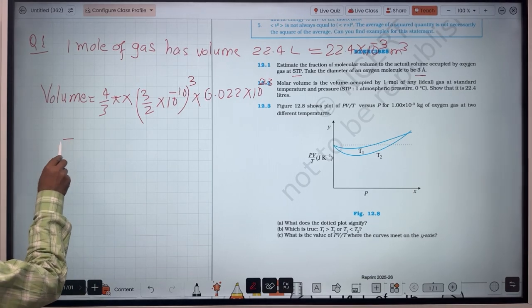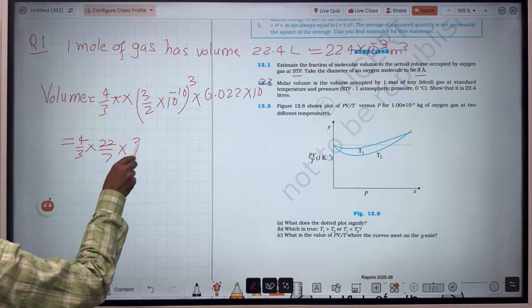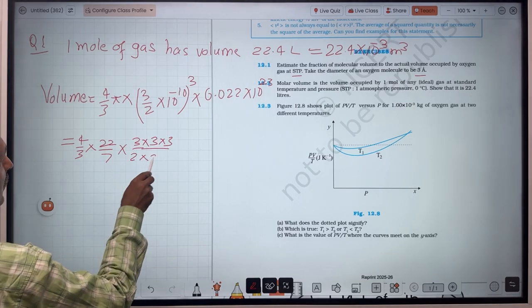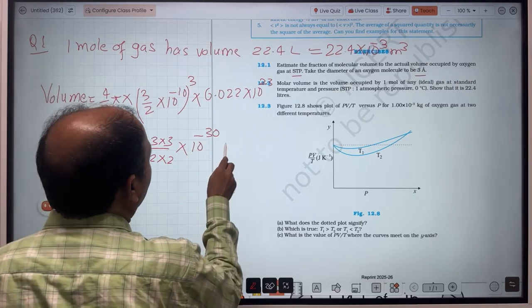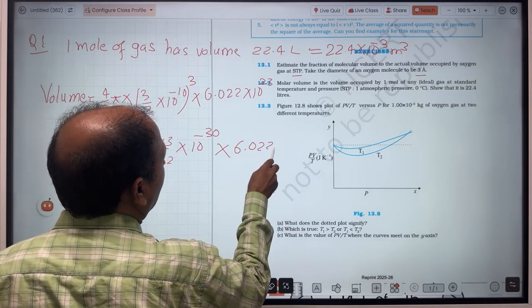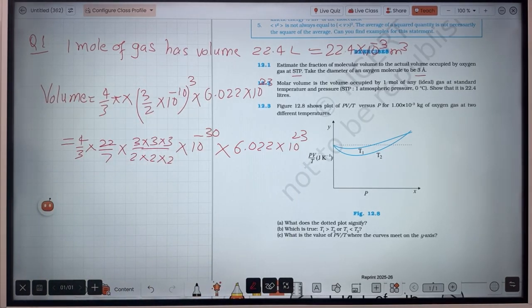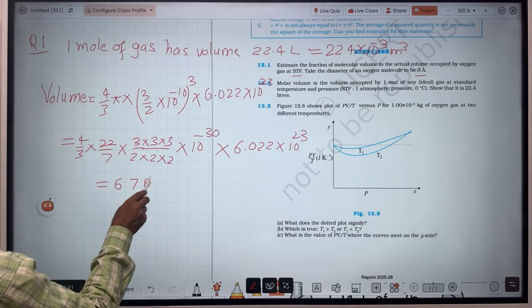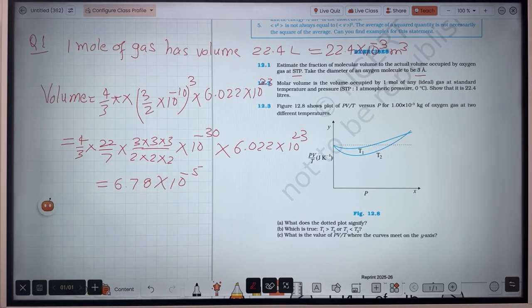Now we can simplify it. 4 upon 3 into 22 upon 7 into 3 into 3 into 3 divided by 2 into 2 into 2 into 10 to the power minus 30 into 6.022 into 10 to the power 23. Now we can simplify. So this will come out to be 6.78 into 10 to the power minus 5 meter cube.